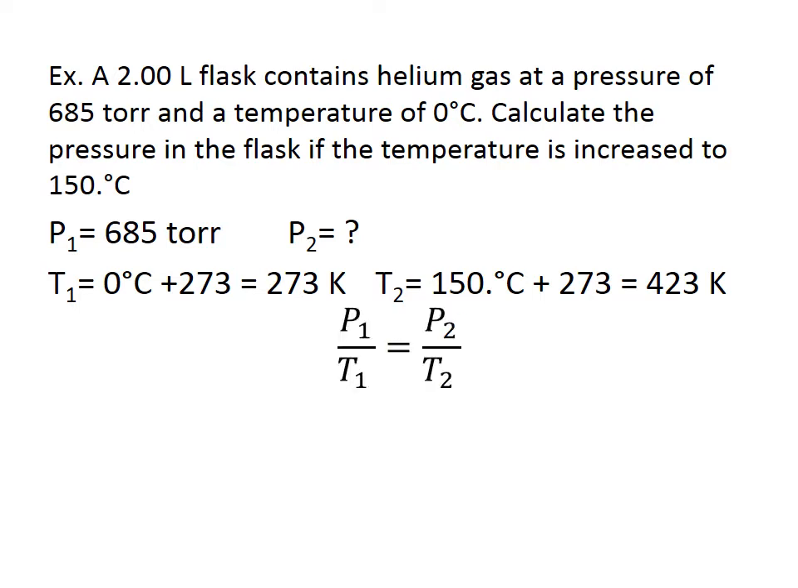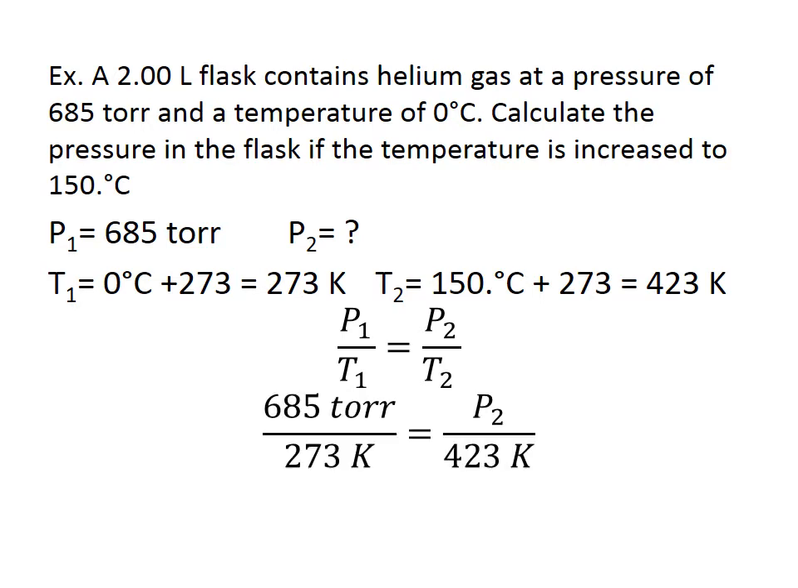So we write our equation. P1 over T1 is equal to P2 over T2. So we put it into our equation now. 685 torr, which is P1, 273 Kelvin, T1. We don't know P2, and T2 is 423 Kelvin.